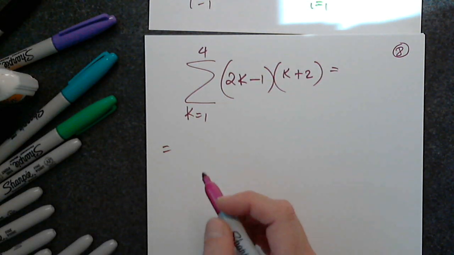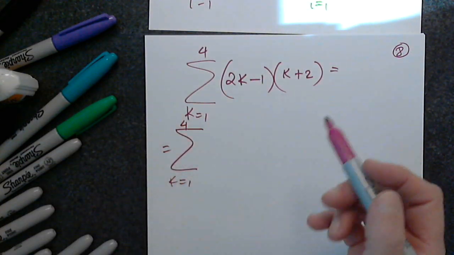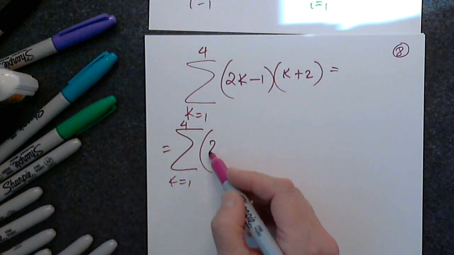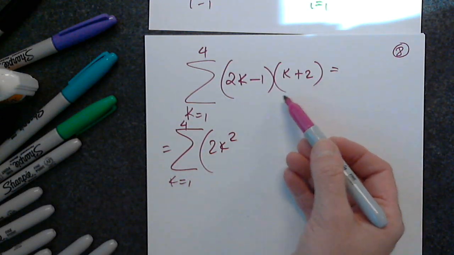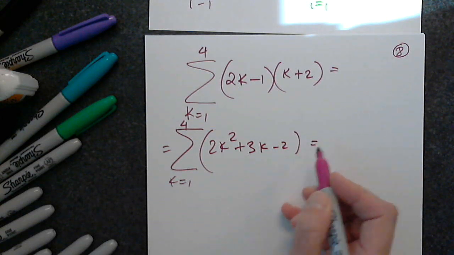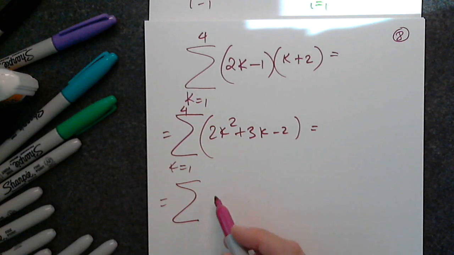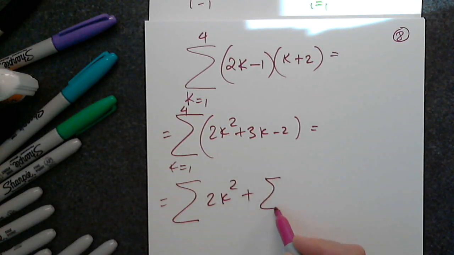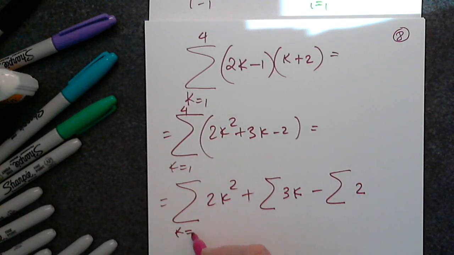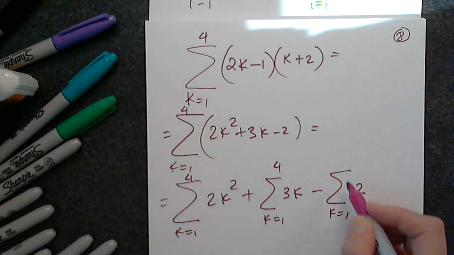You could say, and I will have to agree with you, why don't we distribute? Okay, it's possible. 2k times k is 2k squared. 4k minus k is 3k, and minus 2. Okay. Now, I will say the sum of 2k squared plus the sum of 3k minus the sum of 2, each from k equals 1 through 4.